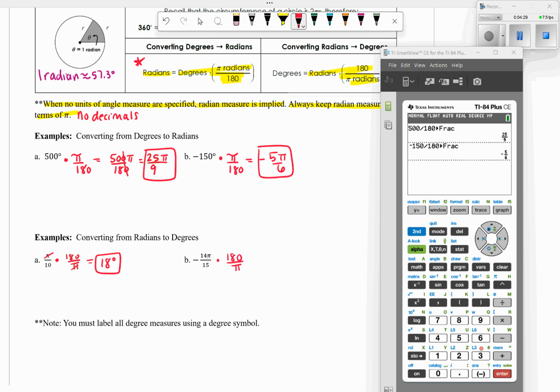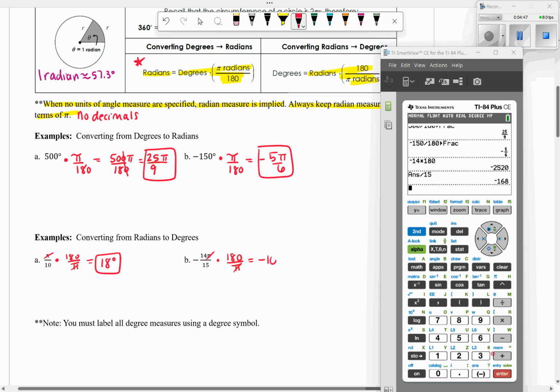And a good question is, does a radian measure always have pi in it? No. You can have radian measures without pi in it, so that means that they're not always going to cancel out, just to point that out. So we have negative 14 times 180 in the numerator, and then we're going to divide that answer by 15 to get negative 168 degrees.